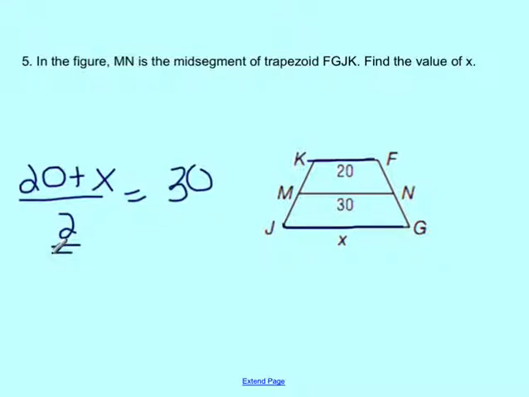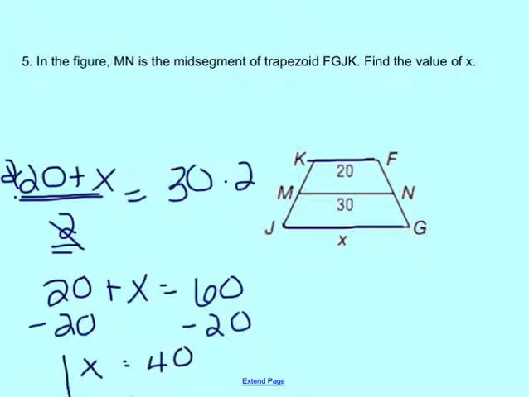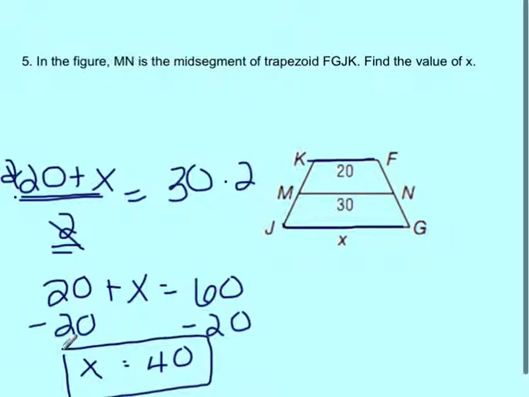So the first thing I want to do is get rid of that divided by 2. Since this entire top is being divided by 2, what I'm going to do is multiply both sides by 2. Well, that's going to cancel that out. So then I get 20 plus x is equal to 30 times 2, which is 60. So now I want to solve for x. So since that's a positive 20, I'm going to subtract 20 from both sides. And then I get that x is equal to 60 minus 20, which is 40. So x is equal to 40. So that's the length of that base.